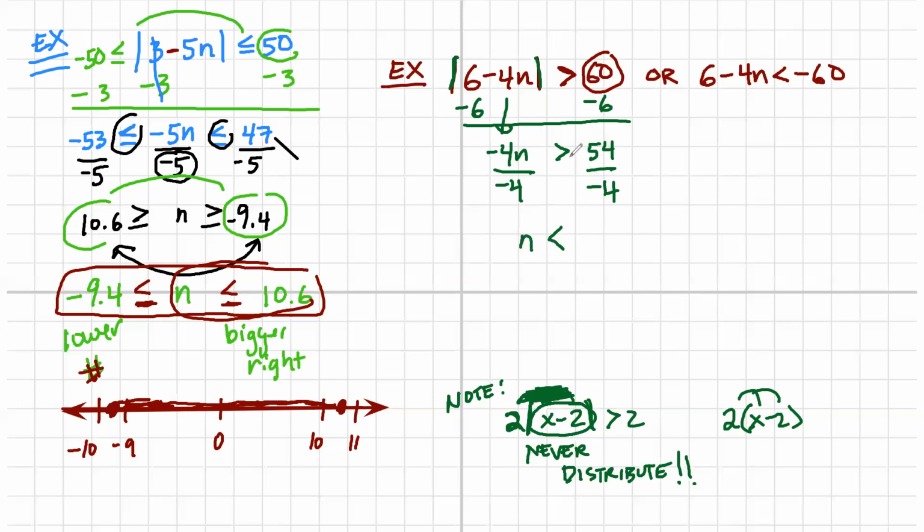You have to flip the inequality sign. See, I flipped it the other way. It was greater than, now it's less than. 55 divided by 4 is -13.5, because I put that in my calculator earlier.